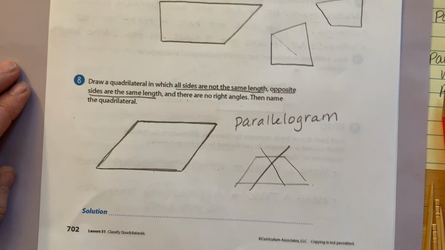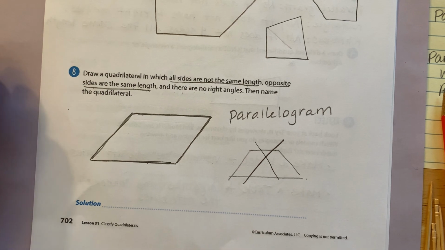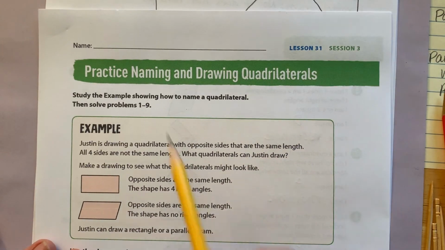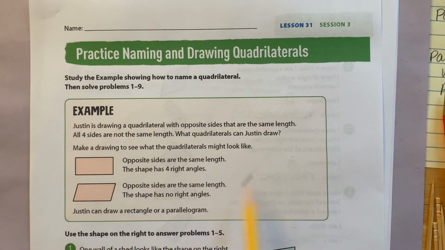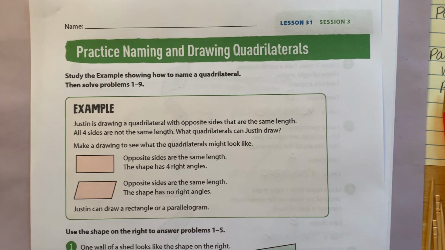Did you draw anything different? It'd be neat to see what you drew. Okay, it is now your turn to go to the practice page. You're going to practice naming and drawing quadrilaterals. You can read through the examples and then finish the worksheet on your own, and then come back to video number 2 for the solutions. Bye.